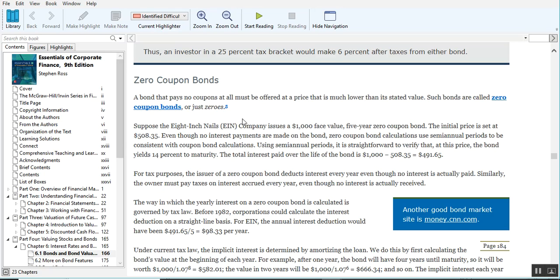Here it says, suppose 8-inch Nails has issued a $1,000 face value 5-year zero coupon bond. The initial price is set at $508.35, even though no interest payments are made on the bond. Zero coupon bond calculations use semi-annual periods to be consistent with coupon bond calculations. Using semi-annual periods, it's straightforward to verify. At this price, the bond yields 14% to maturity. So quite a yield, actually, when you start thinking about that.